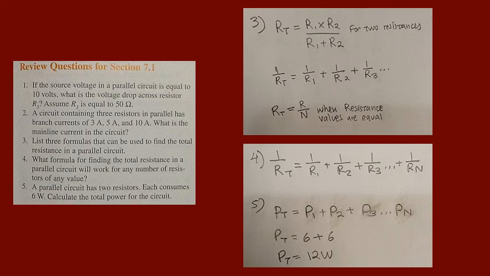Question 5, a parallel circuit has 2 resistors. Each consumes 6 watts. Calculate the total power for the circuit. If you have 2 resistors in parallel and they each consume 6 watts, we're talking about power. We have the power formula, which is power total equals power at resistor 1 plus power at resistor 2, etc. So we simply add 6 plus 6 watts, which equals 12 watts.